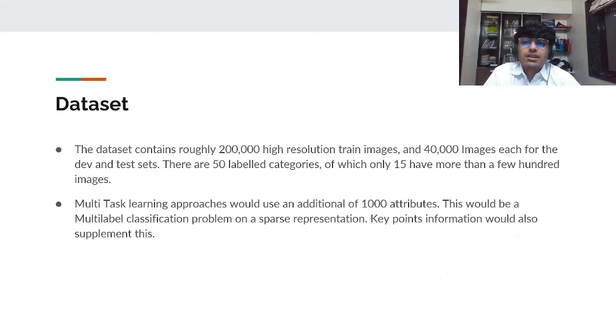The dataset that we'll be training on contains roughly 200,000 high resolution images, 40,000 images each for the dev and test sets. There are 50 label categories, of which 15 have a few hundred images, as I mentioned before. Multitask learning approaches would use an additional 1000 attributes, which would be very sparse, and key point information would also supplement this. And in the past, we have seen that multitask learning approaches tend to outperform those which do not use multitask learning by around 3% or more on top for accuracy.